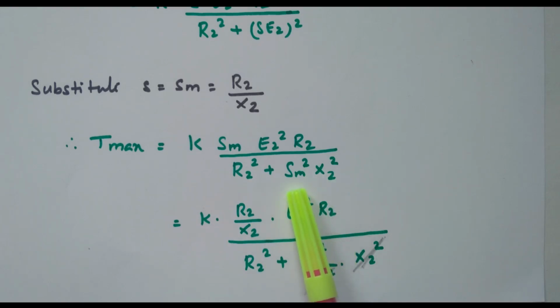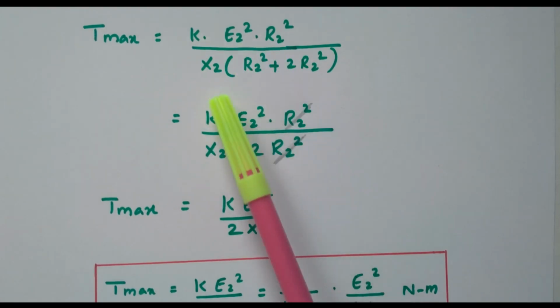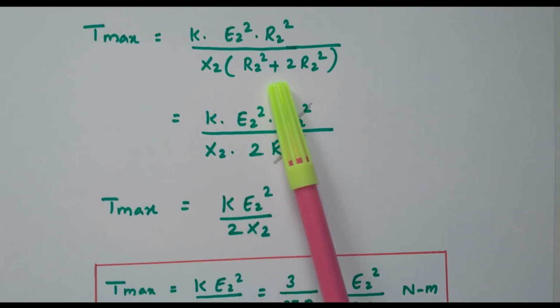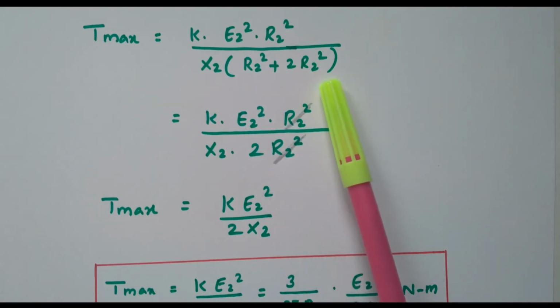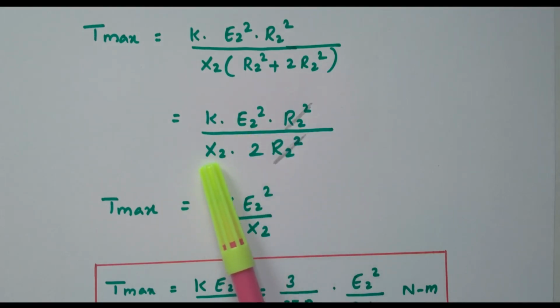S becomes Sm square. Now we can substitute the Sm value. Sm value is nothing but R2 by x2. Here R2 square divided by x2 square. This x2 got cancelled. Now we will go for further simplification. After simplification we got K E2 square R2 divided by this, take the x2 outside, so that R2 square plus R2 square, so this is available 2 times. So K E2 square R2 square divided by x2 into 2 R2 square.